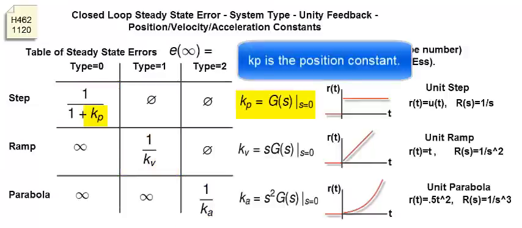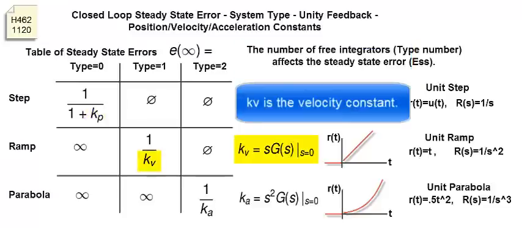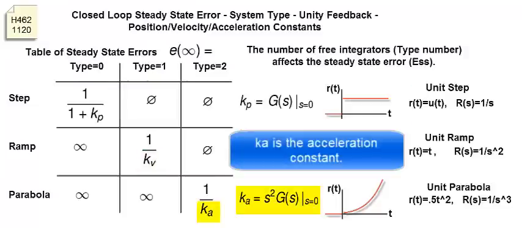Steady-state error is 1 over 1 plus kp in this case, where kp is the position constant, calculated this way. Steady-state error is 1 over kv in this case, where kv is the velocity constant and can be calculated by that formula. The steady-state error is 1 over ka, where ka is the acceleration constant and can be calculated this way.